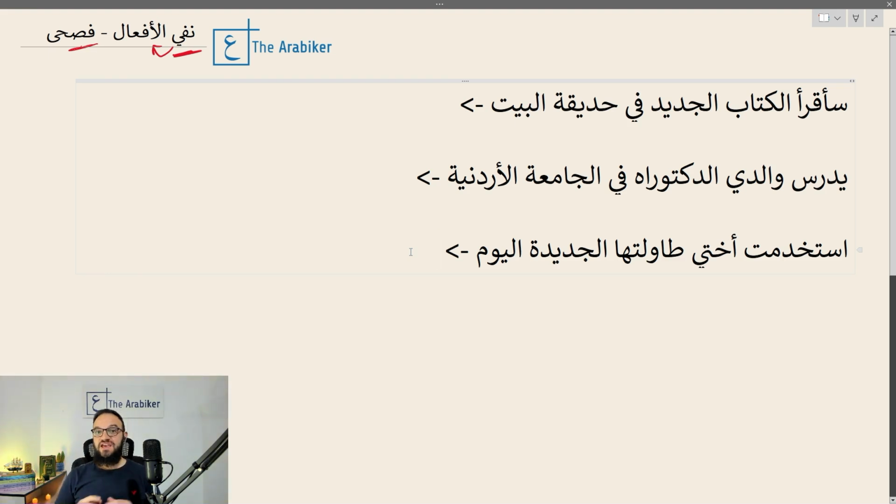Now, let's see how to negate these sentences. For the first one, instead of saying سأقرأ, I will say لن أقرأ, and the rest goes the same. لن أقرأ, I will not read the new book in the house's garden.